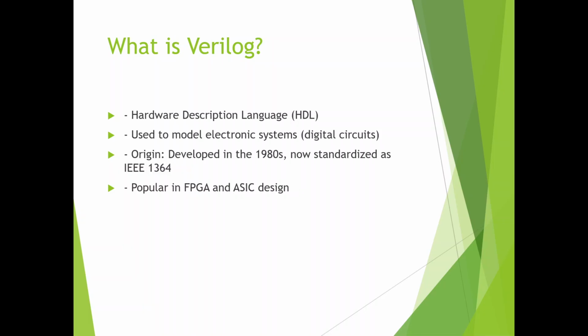It is used to model electronic circuit systems like digital circuits. It was developed in the 1980s. Now it is standardized as IEEE 1364. It is popular in FPGA and ASIC design. ASIC is an application specific integrated circuit or application specific integrated chip, which can be used when we are not going to change any kind of design inside the chip, like the chip in the washing machine, the chip in your air conditioner, etc.